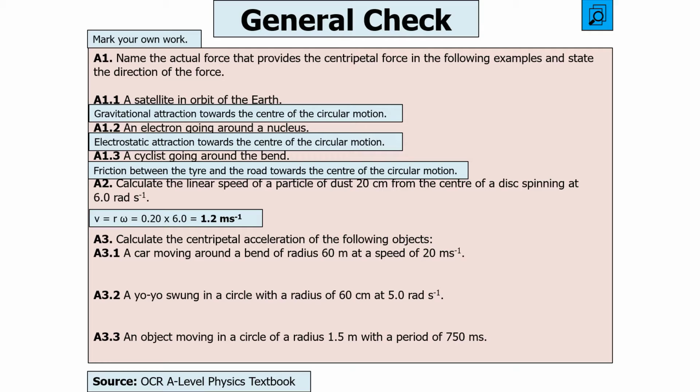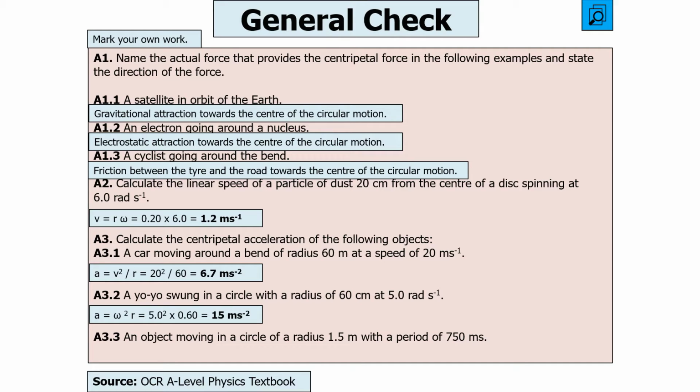The next one, how can you work out centripetal acceleration? Well, centripetal acceleration equals v squared over r. So you can convert your values in and you get 6.7 meters per second squared. The next one, you can also use the equation a equals ω squared r. Again, it just depends on what values you give it in the question. So it's going to be 5 squared times 0.60 because it's 60 centimeters into meters, so it's 15 meters per second squared.